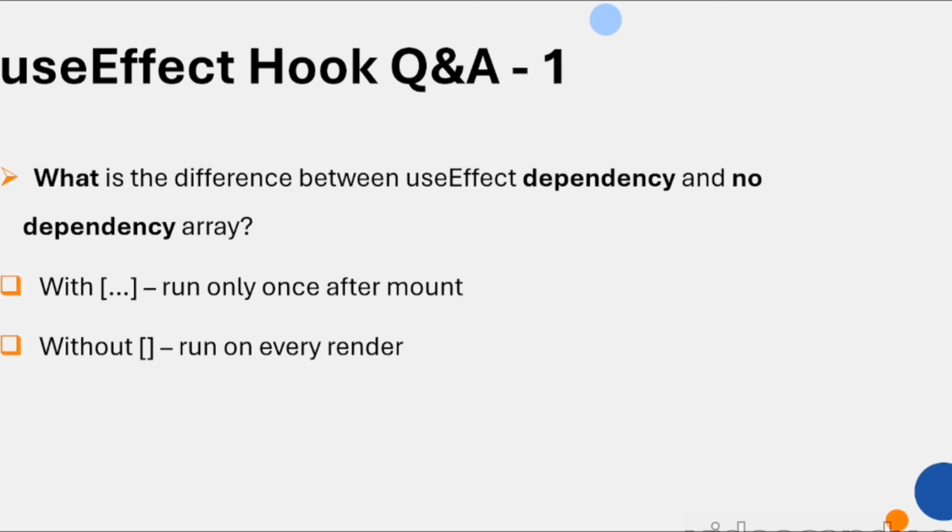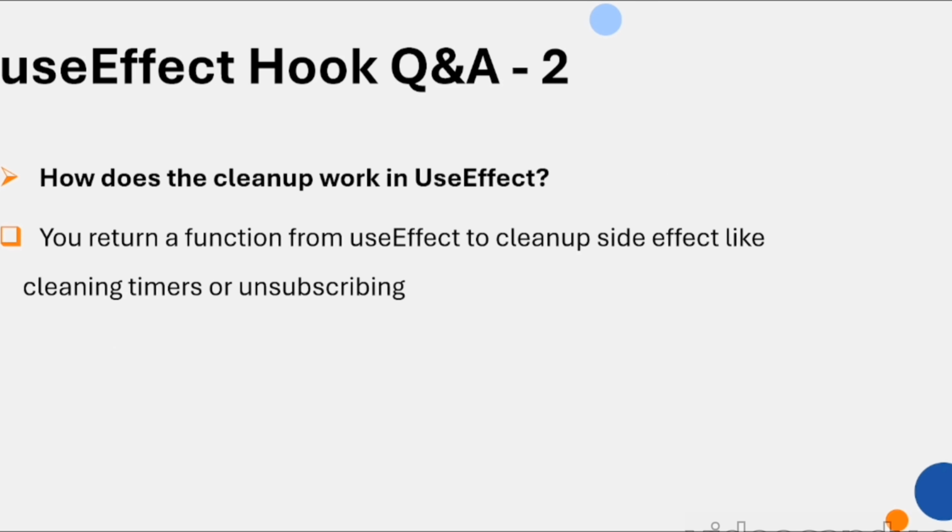Now we'll move to the other questions asked related to useEffect. In many interviews they ask what the difference is between useEffect with a dependency and with no dependency. If there is something in the dependency array, it runs only once after the component is mounted. But without the dependency array, it will run every time. That is the difference between adding a dependency and not having one. We'll move to the next question.